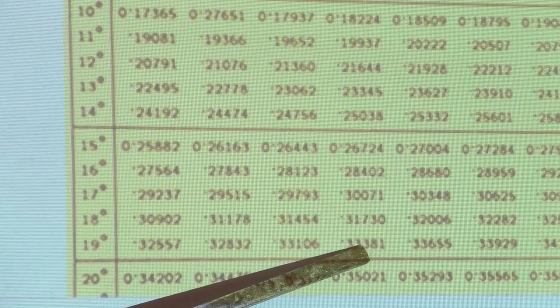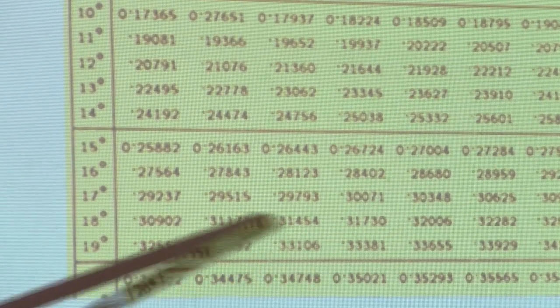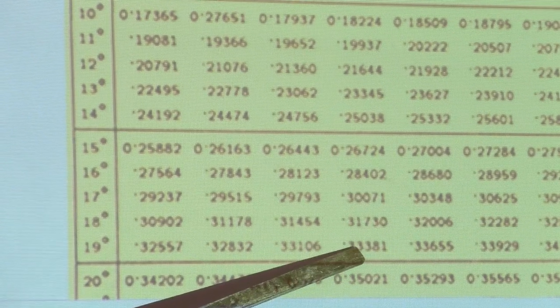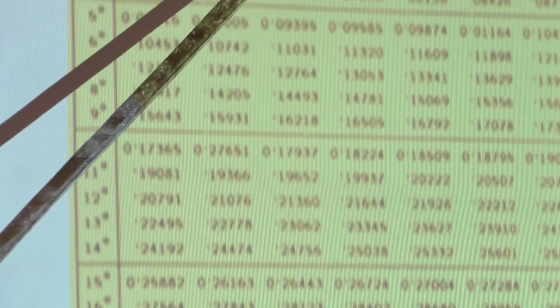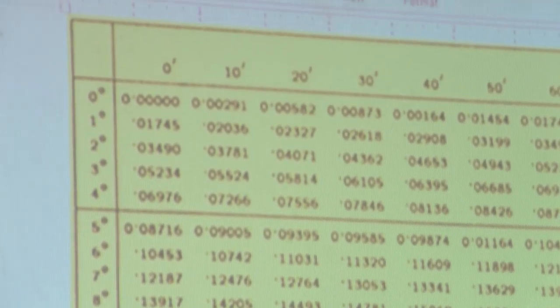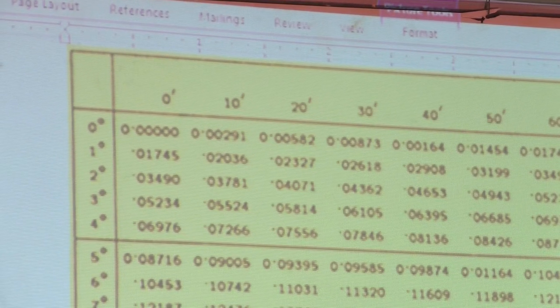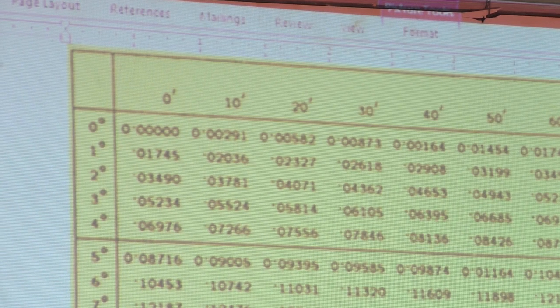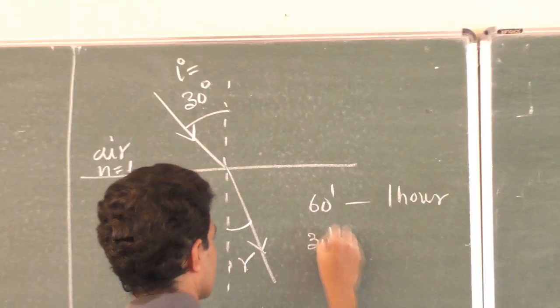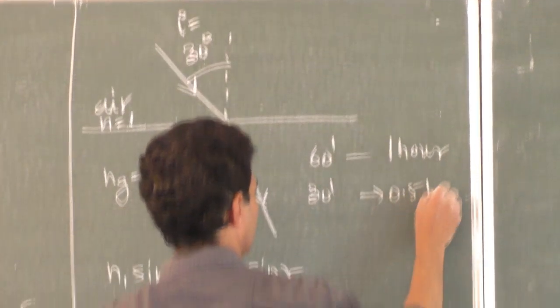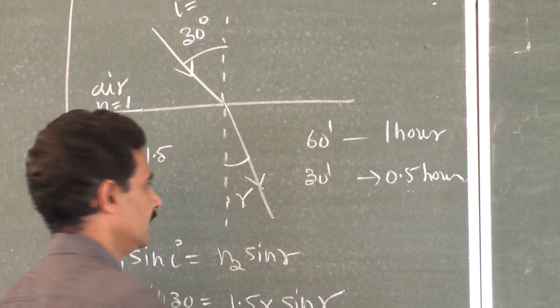You need not go for a very accurate answer in degrees and minutes. This is enough. Where is it? This number, 0.3333, 19 degrees, and this is in 30 minutes. What is 19 degrees and 30 minutes? 30 minutes means half a degree. See, you have to write it like this. It is like you observe a clock: 60 minutes, 1 hour. Correct? 30 minutes, half an hour, 0.5 hour.